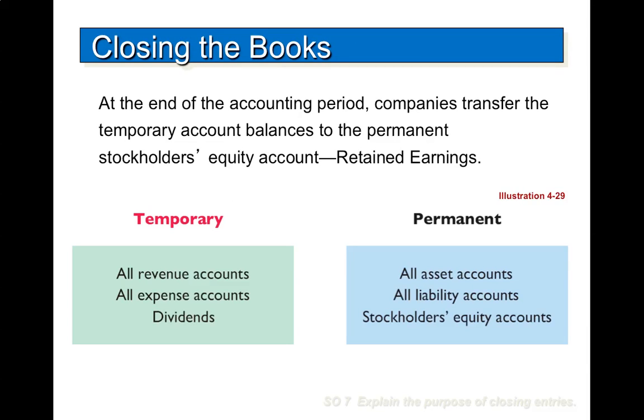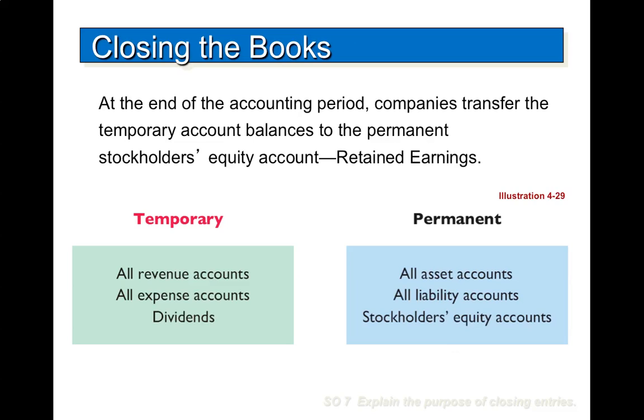In previous chapters, you learned that revenue and expenses and the dividends account are subdivisions of retained earnings, which is reported in the stockholders' equity section of the balance sheet. Because revenues, expenses, and dividends relate to only a given accounting period, they are considered temporary accounts. These right here, all revenue accounts, all expense accounts, and dividends are temporary accounts. In contrast, all balance sheet accounts are considered permanent accounts because their balances are carried forward into future accounting periods.